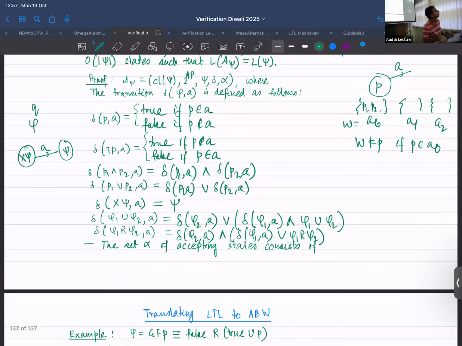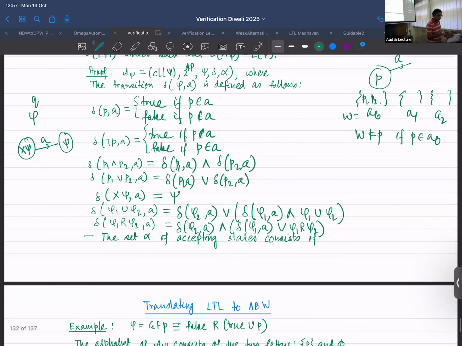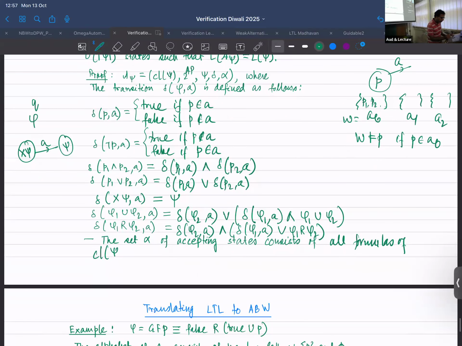And here I'll just mention, and then it will be clearer later, that it consists of all formulas of the closure of psi of the form phi 1 release phi 2.